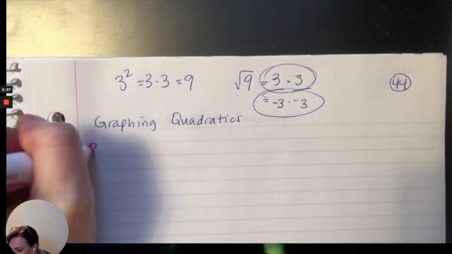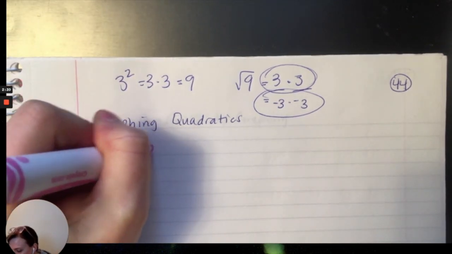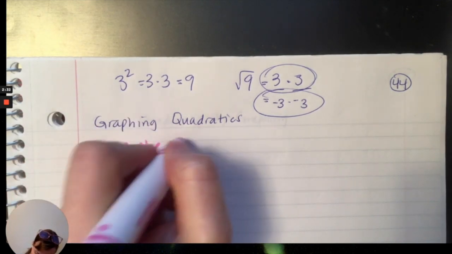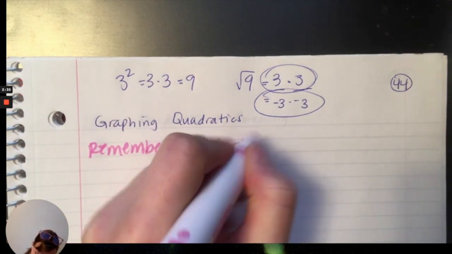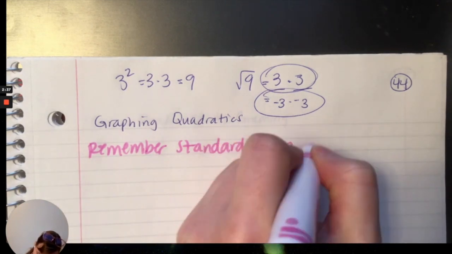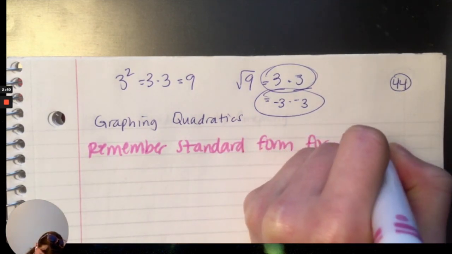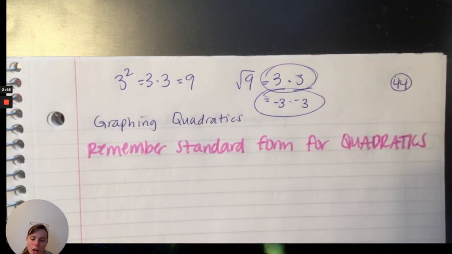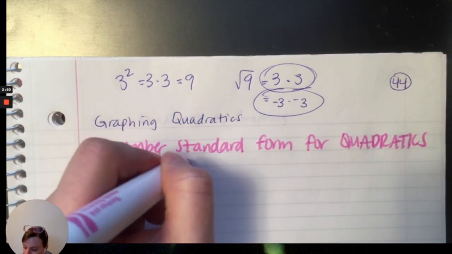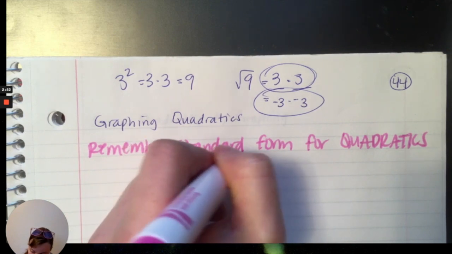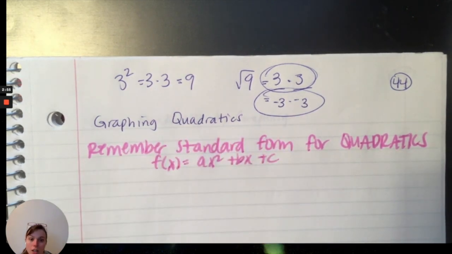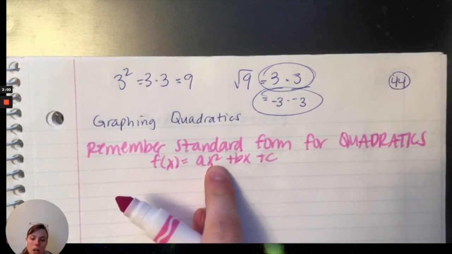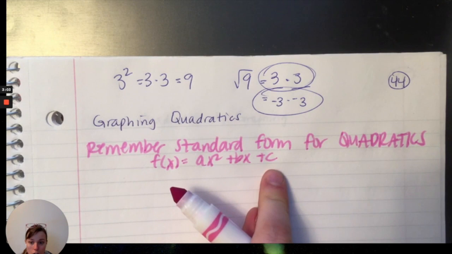All right, so let's do pink, because why not? I want to remember standard form for quadratics. I've talked about standard form for polynomials, but if we already know the degree, then standard form for a quadratic is going to be ax squared plus bx plus c. We know it's going to have a degree of 2. That highest degree is going to be 2. It's going to go with the quadratic, a linear, then a constant term.